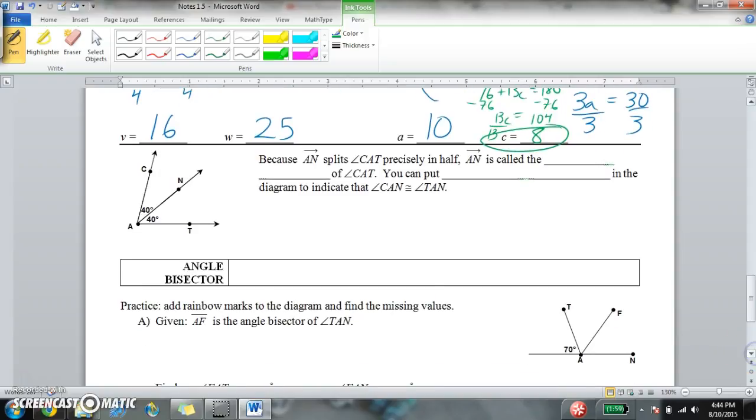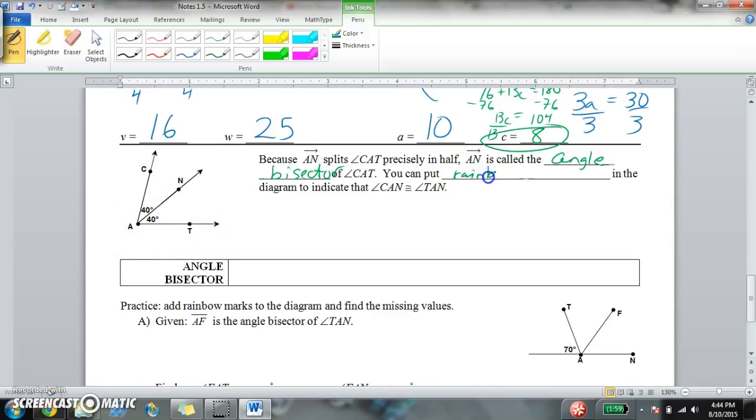Last concept, so an angle bisector. An angle bisector is basically anything that cuts an angle in half. So we've talked about the term bisector before, so this is the angle bisector. AN is the angle bisector of this angle CAT right here.